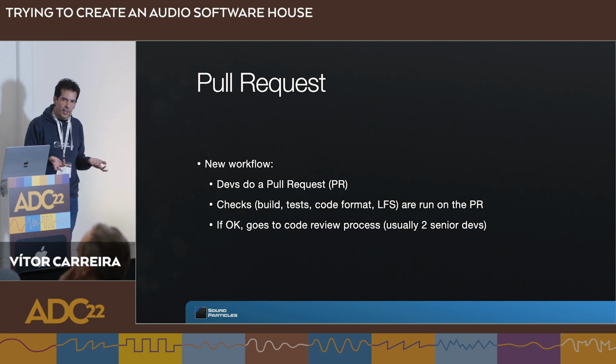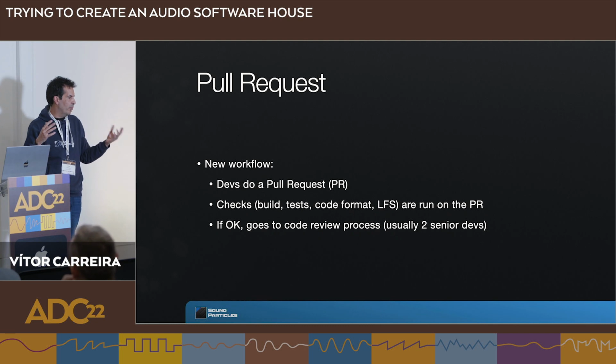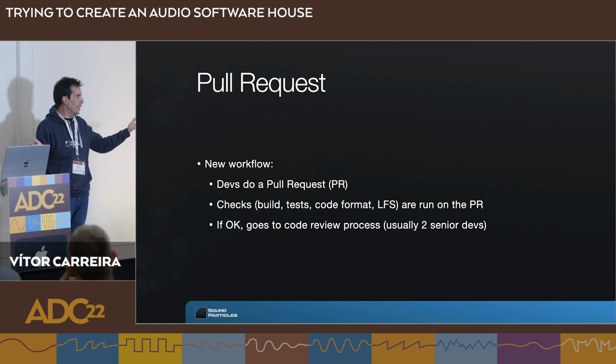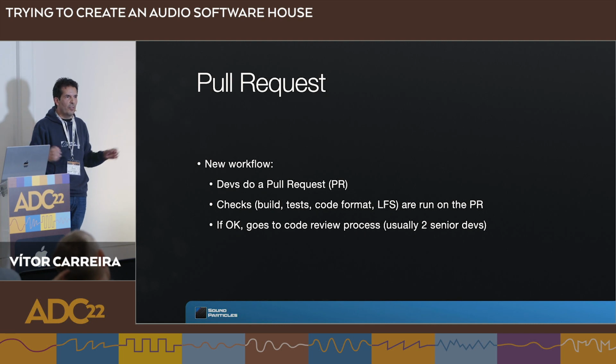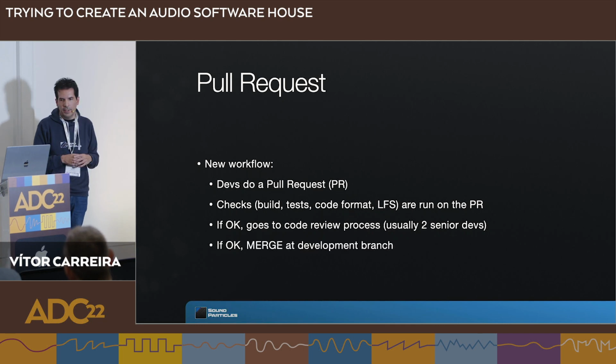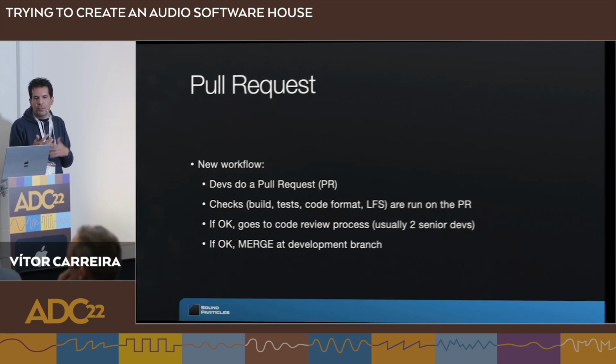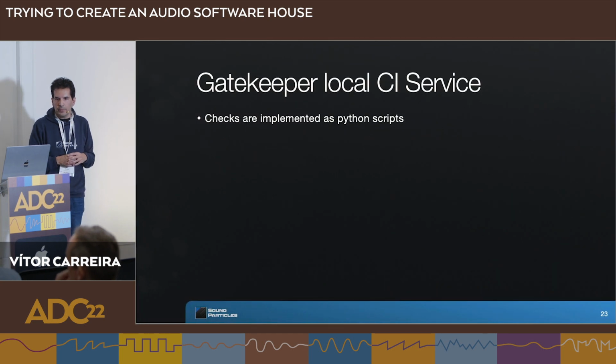If everything is okay, the code goes to review. Because we have the concept of code owners, we already notify the developers responsible for the touched modules: okay, you have a pull request that passes everything, it's green, so have a look at it. If everything is okay, after 2 approvals, you can merge that to develop, okay? And that's the current workflow we have now.